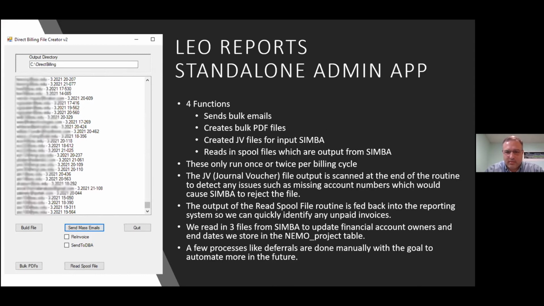The standalone administration app is just for administrators to run about twice a month, and it performs 4 main functions: sending bulk emails, creating bulk PDFs, creating JV files, the journal voucher files, for input into Simba, and processing Simba output called spool files, which we'll show you in more detail in the next slide. Next slide, please.